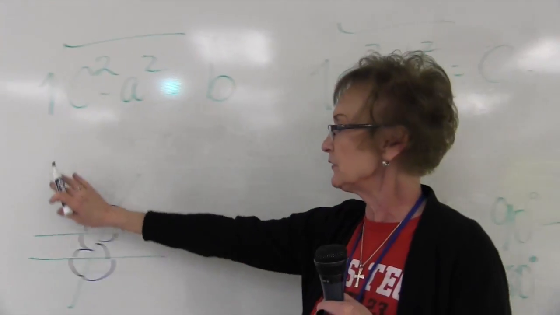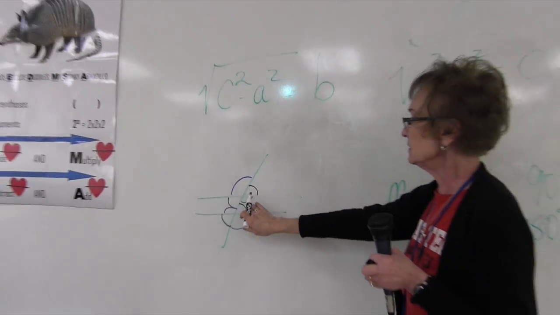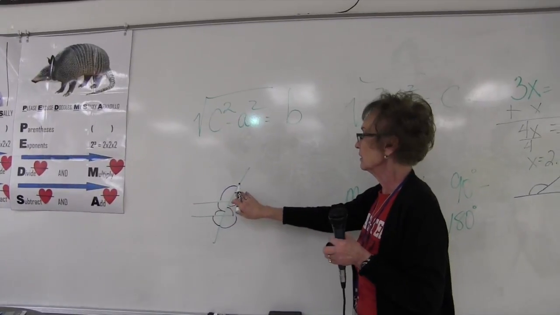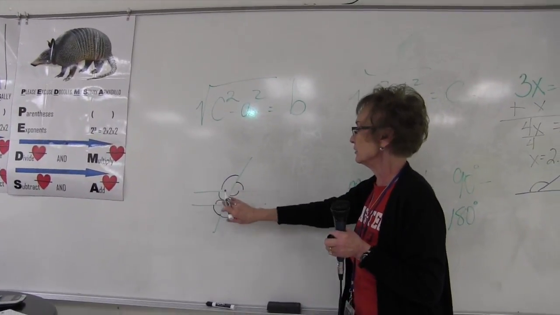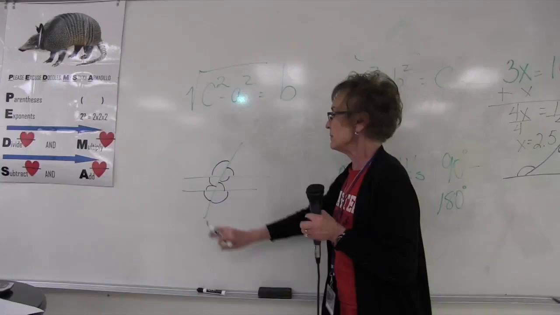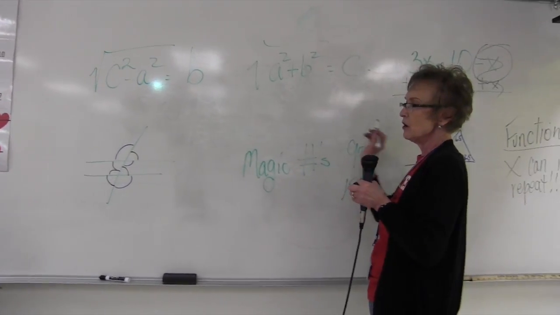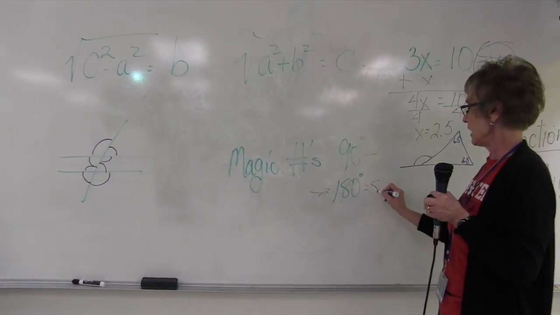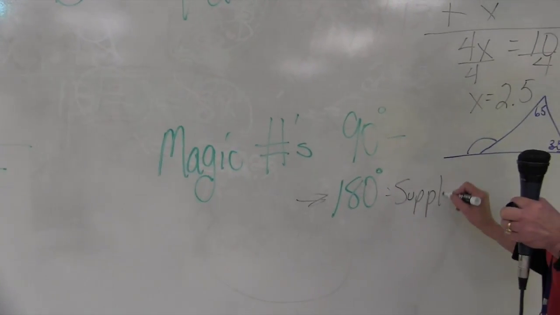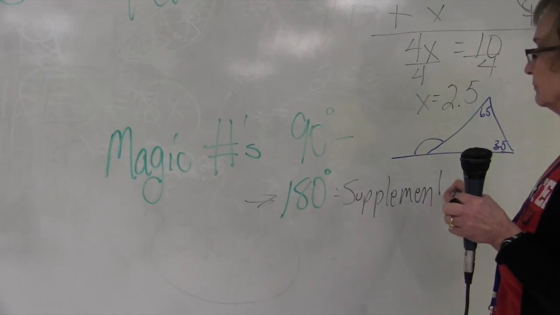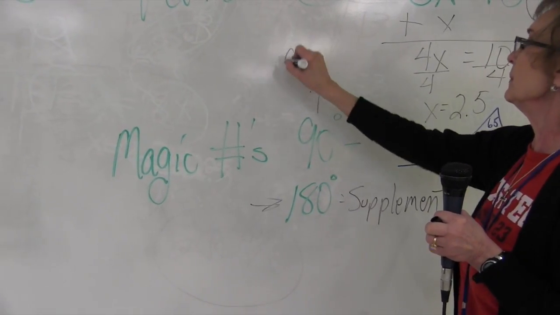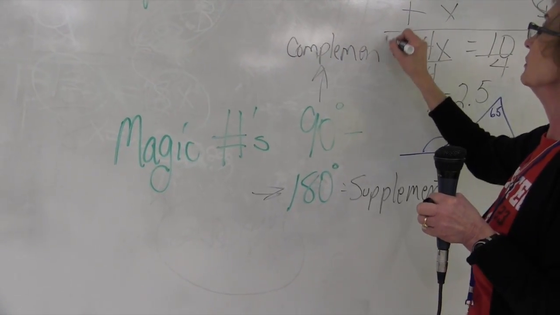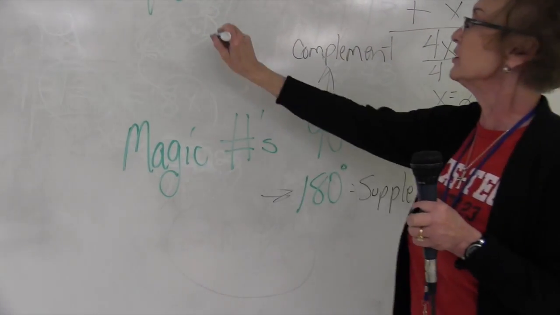Quick review of transversals. Remember, the opposite, those are going to be obtuse. Obtuse, they will be the same number. Acute, acute. Those will be the same number. Our magic numbers for our transversals: 180 makes our supplement, our straight line. 90 is our complement. It makes a 90-degree angle, a right angle, like we use in our right triangle.